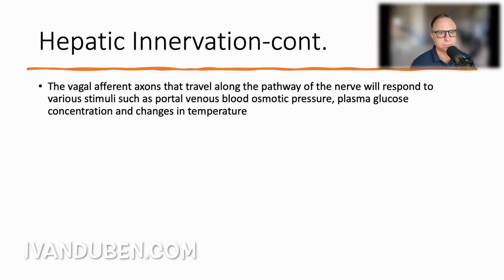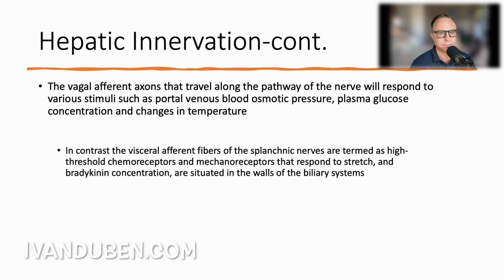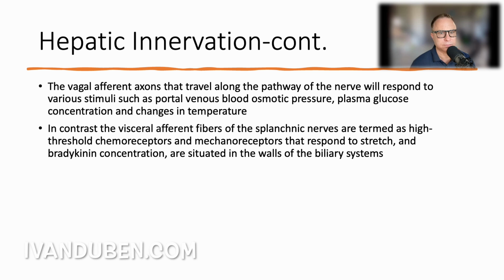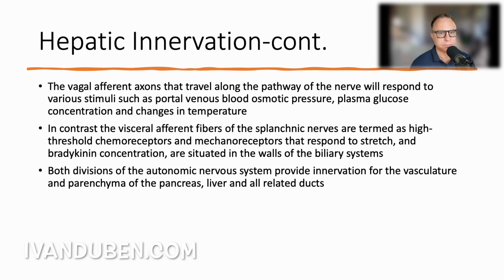The vagal afferent axons that travel along the pathway of the nerve will respond to various stimuli such as portal venous blood osmotic pressure, plasma glucose concentration, and changes in temperature. In contrast, the visceral afferent fibers of the splanchnic nerves are termed high threshold chemoreceptors and mechanoreceptors that respond to stretch and bradykinin concentration. They're situated in the walls of the biliary system as well.